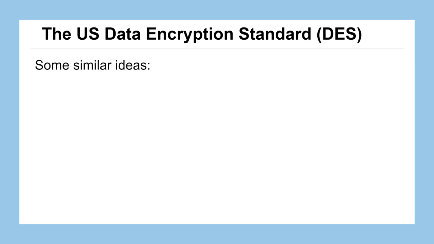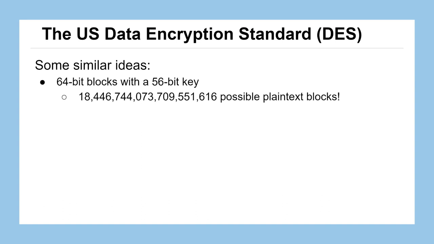So this DES has some similar ideas as our baby block cipher. It uses 64-bit blocks instead of our 4-bit, so much bigger blocks. It has a 56-bit key instead of our 4-bit key, and you'll see here that the length of this key doesn't have to match up with the block size. Those 64-bit blocks, by the way, have very many possible plaintext blocks. So this is a large alphabet.